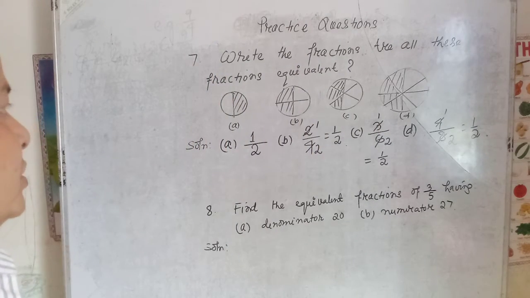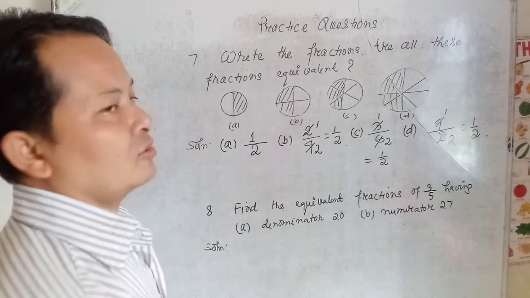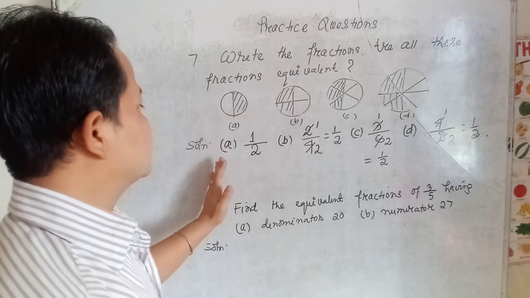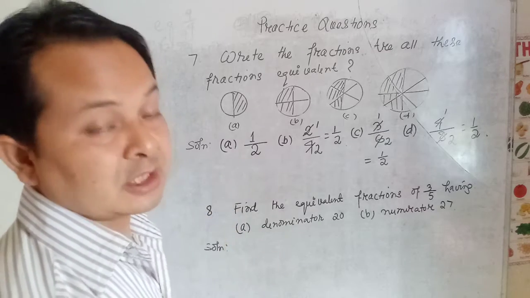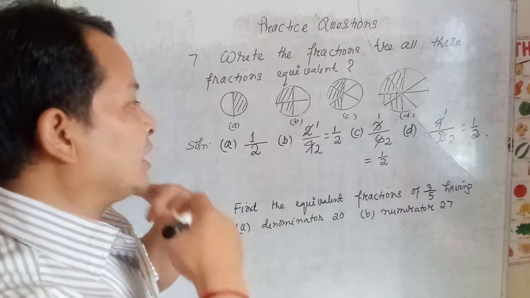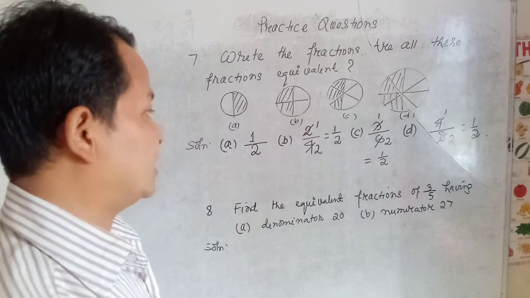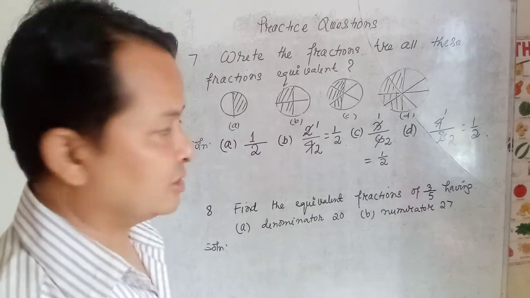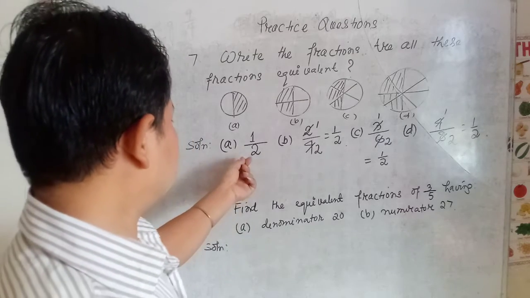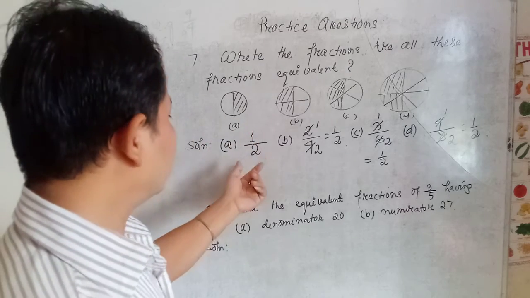First of all, we have to check whether these values are equal or not. The values of the fractions are equal or not. That means if they are equal, we have to say that the fractions are equivalent. If not, they are not equivalent. So let us check whether the values are equal or not.